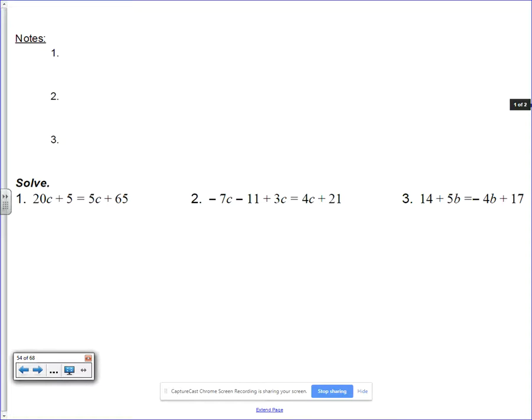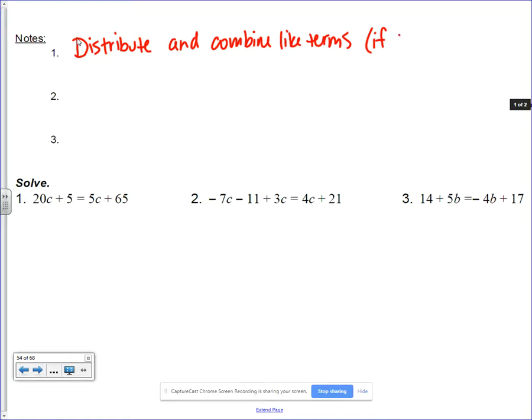You see my 1, 2, 3 up there? If you follow these 3 steps, every time you'll get it right. You ready? Your first step is to distribute and combine like terms if possible. If possible. That means that you might not always have to do that, folks. You might not have to distribute. You might not have like terms to combine. That's only if you need to.